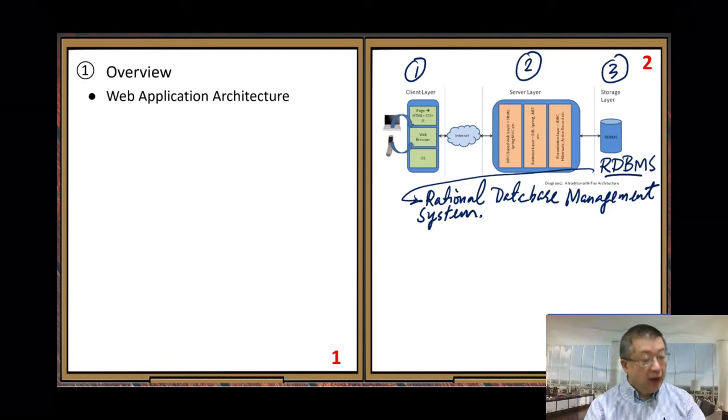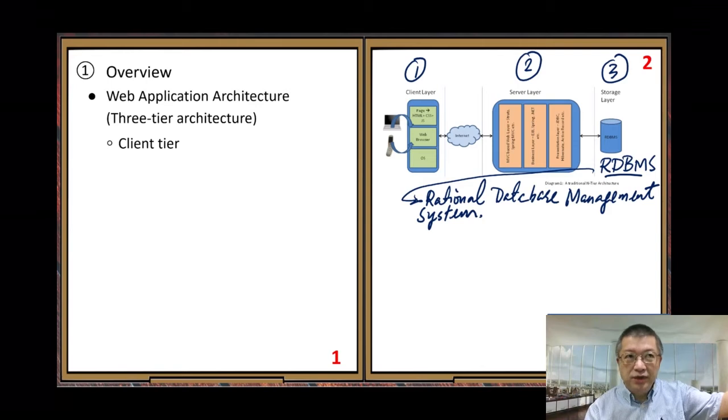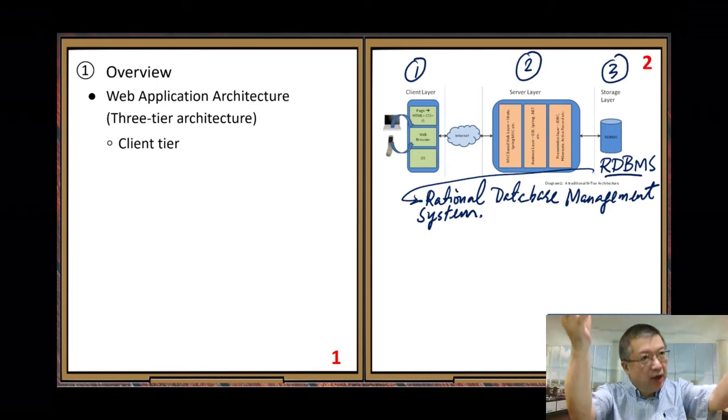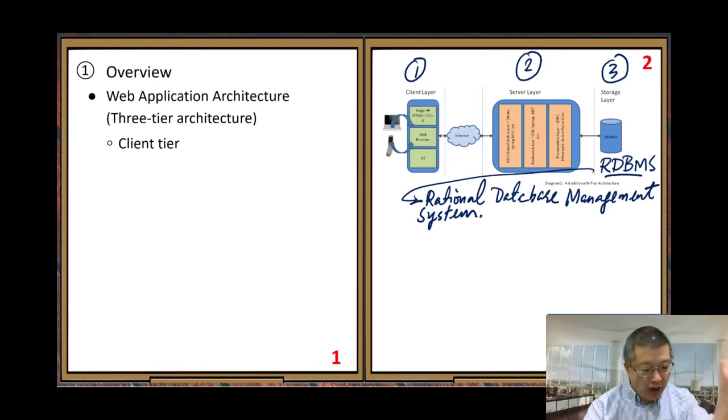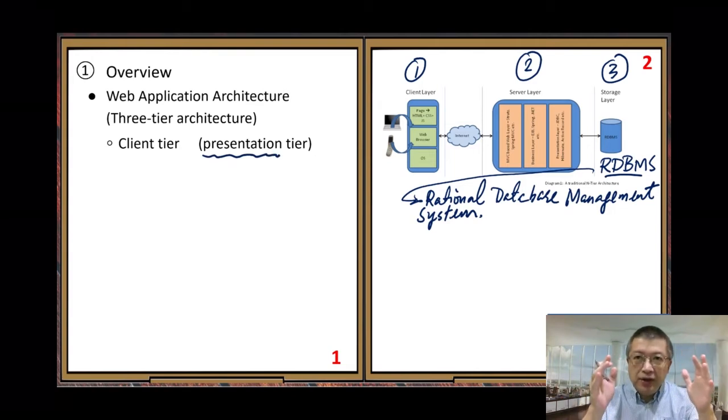All right, so let us look at each layer. The first one, client tier. Tier, layer, same thing. Client tier. So you know the meaning of the client, right? The client machine. The user uses the client machines to access the server-side services. Client tier, people also call presentation tier. So why presentation? Because the business data is presented in this layer.